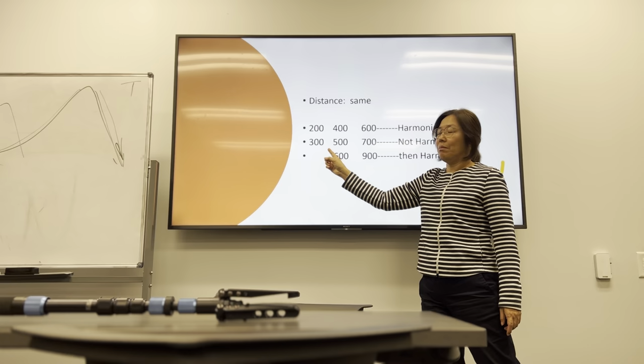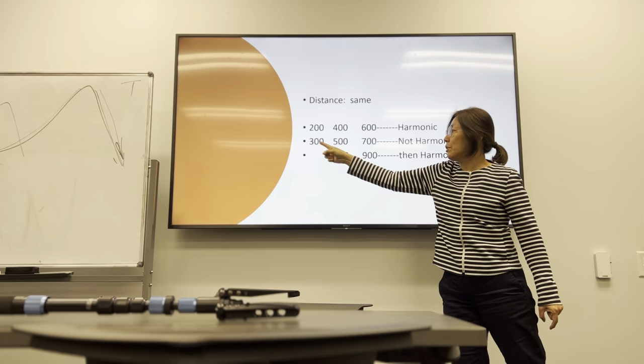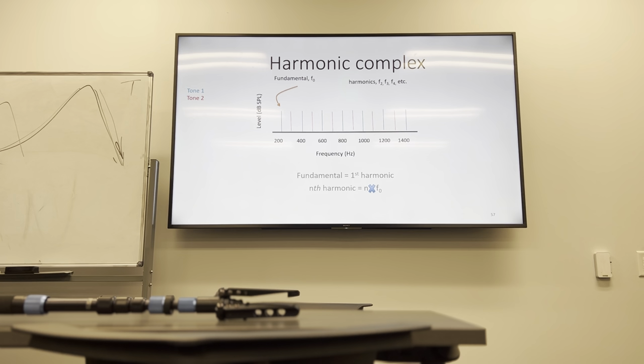Right, so 300 times 2 is 600, 300 times 3 is 900, then that's harmonic. But 300 and 500 is not harmonic. So that's why they're saying the distance can be the same.